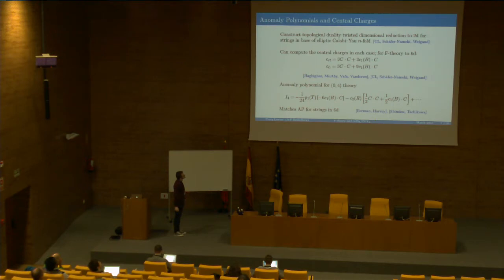And so we did this for Calabi-Yau 3, 4, and 5-folds. And for example, you can compute something very solid. You can compute the central charges. So these central charges actually already appeared in this paper, which did the 6D case of the topological duality twist as well.